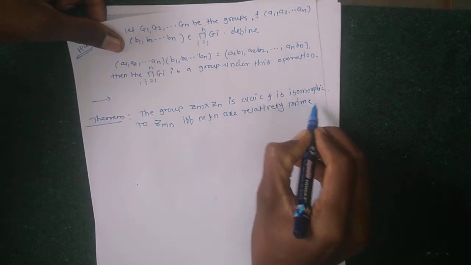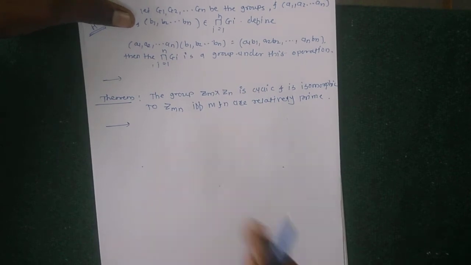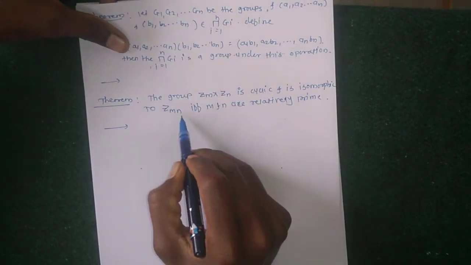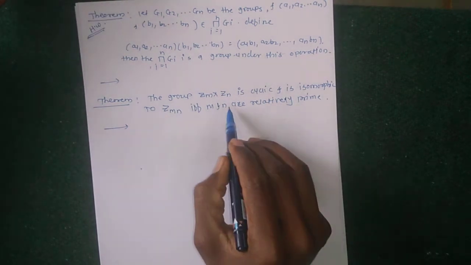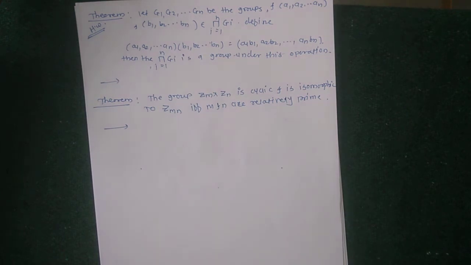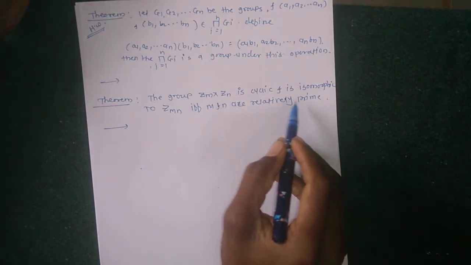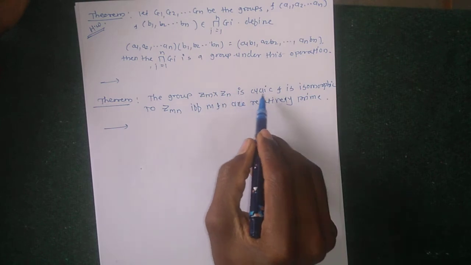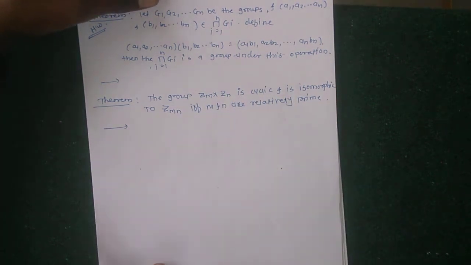How to show? The if and only if condition means firstly to assume that the group Zm cross Zn is cyclic and isomorphic to Zmn, and to show m and n are relatively prime. Relatively prime means their GCD is 1. Then the second part is to consider m and n relatively prime, and to show that Zm cross Zn is cyclic and isomorphic to Zmn.